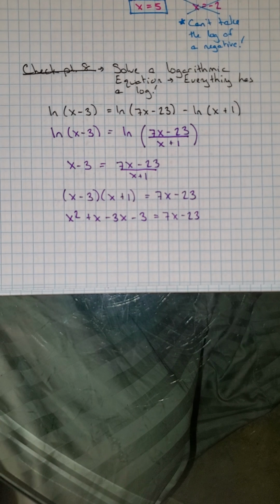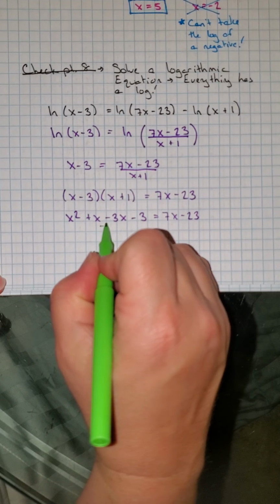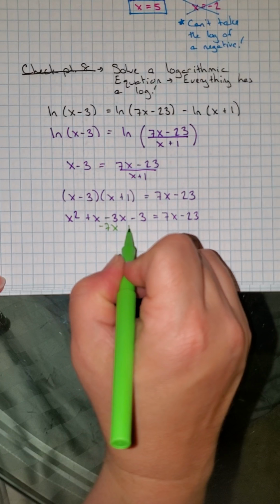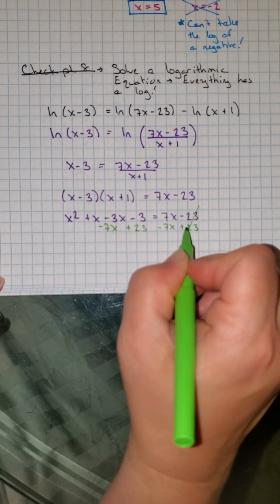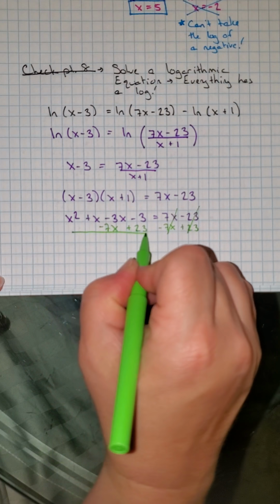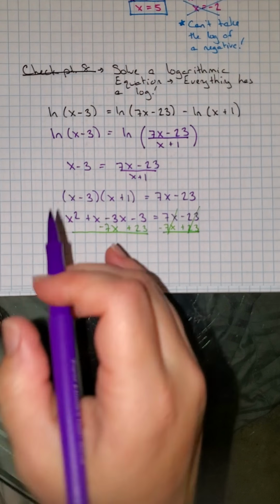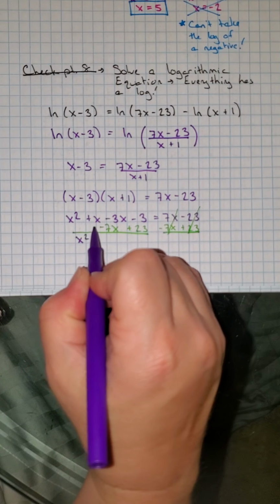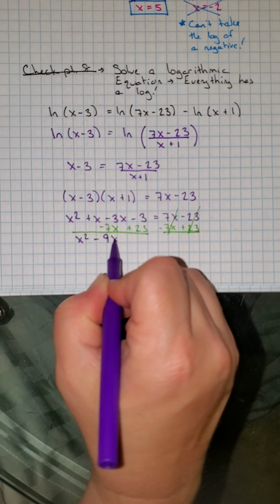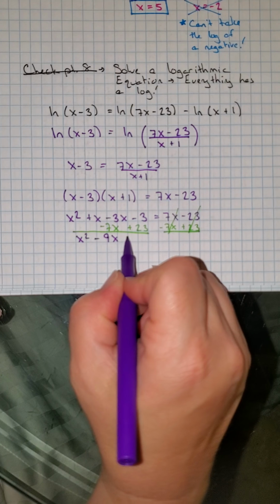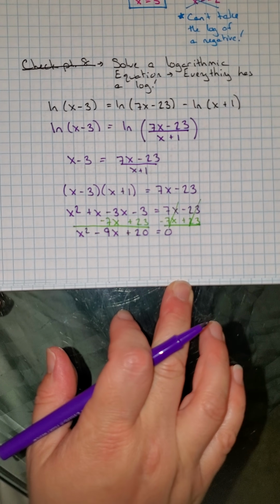Move everything to one side. So I'm going to subtract 7x from both sides, and I'm going to add 23. We'll do all that at once. So on the left hand side we'll have x squared. 1 minus 3 is negative 2. Negative 2 and negative 7, that's negative 9x. Negative 3 plus 23 is plus 20 equals 0.